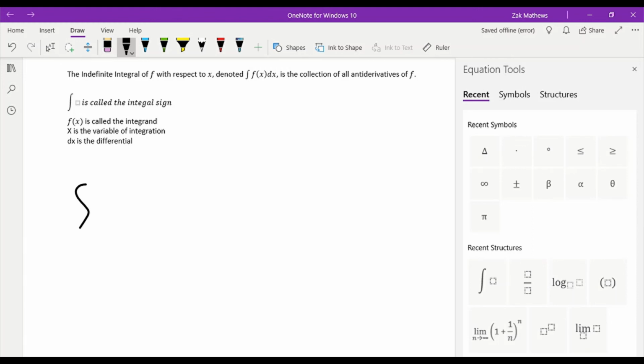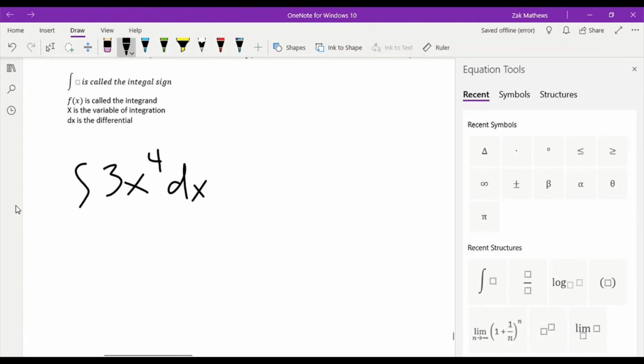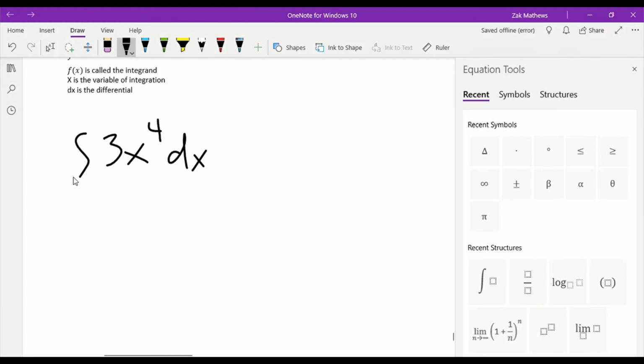So if we understand how to find an antiderivative, this is a very simple process. So let's just take a very easy example. So we have the integral 3x to the fourth dx. And so again, this is the whole problem. We don't need any instructions here. It doesn't need to say find the antiderivative, find the integral. The second I see this symbol, that is indicating that I need to find that antiderivative.